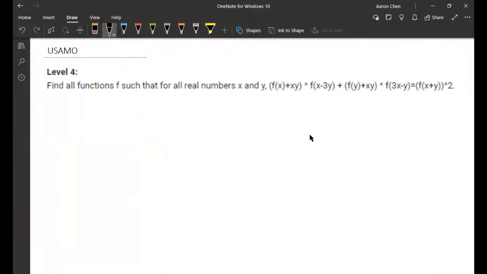So level 4. Find all functions f such that for all real numbers x and y, we have that f of x plus xy times f of x minus 3y plus f of y times f of 3x minus y is equal to the square of f of x plus y. So first of all, we can substitute x equals y equals 0, and from this, we can directly tell that f of 0 is equal to 0.